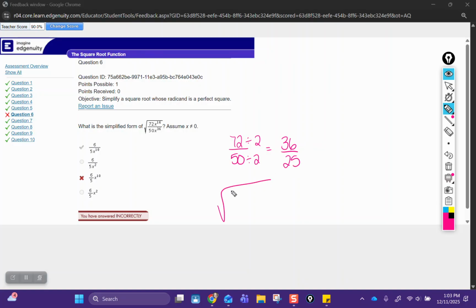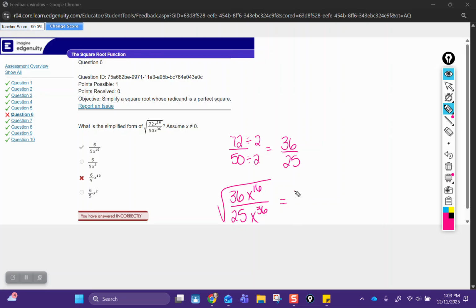So now when I look at this problem, it's actually 36 x to the 16th over 25 x to the 36th. I'm going to do the same thing with the x's. I'm going to simplify those, right? If I have 16 x's on top, 36 x's on the bottom, those are both perfect squares. You could simplify it in here first, but I'm going to go like this.